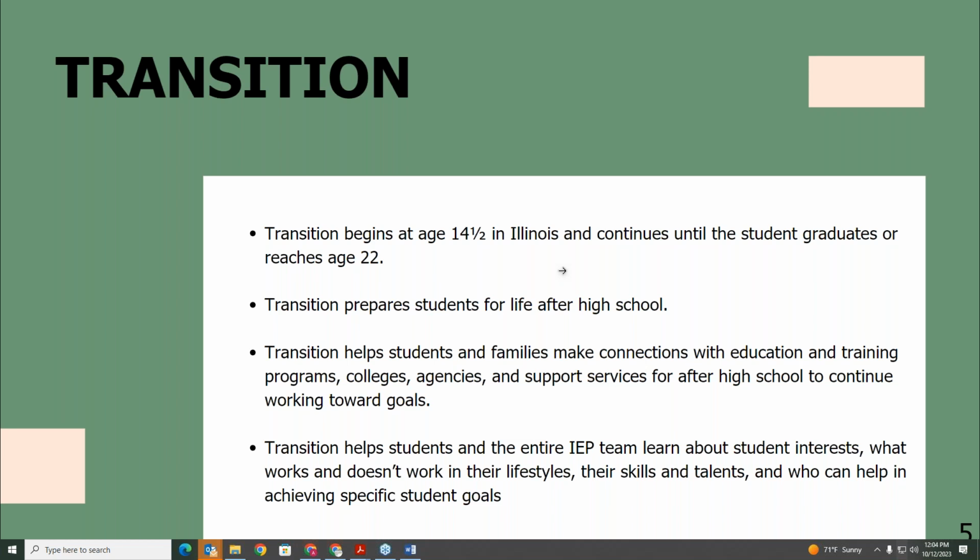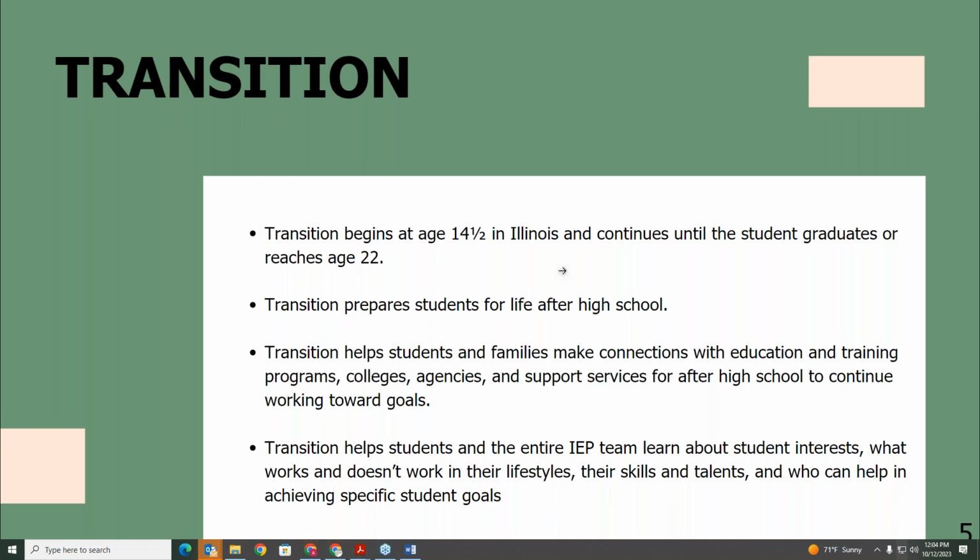A transition plan prepares a student for life after high school. It focuses on what education they may need to get to certain goals, and what kind of programs they may want to attend, like colleges, agencies, vocational programs, jobs, and it helps them prepare for life after high school.